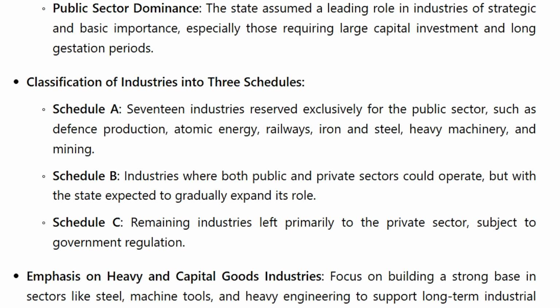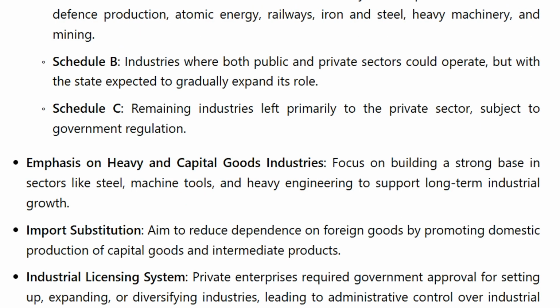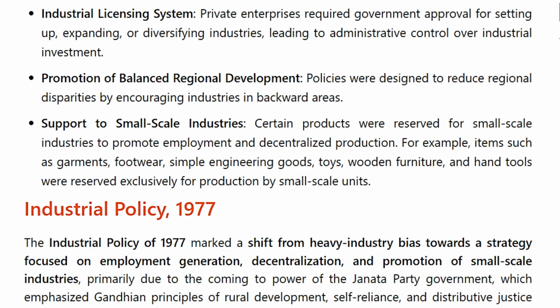Emphasis on heavy and capital goods industries: focus on building a strong base in sectors like steel, machine tools, and heavy engineering to support long-term industrial growth. Import substitution: aim to reduce dependence on foreign goods by promoting domestic production of capital goods and intermediate products. Industrial licensing system: private enterprises required government approval for setting up, expanding, or diversifying industries, leading to administrative control over industrial investment. Promotion of balanced regional development: policies were designed to reduce regional disparities by encouraging industries in backward areas.